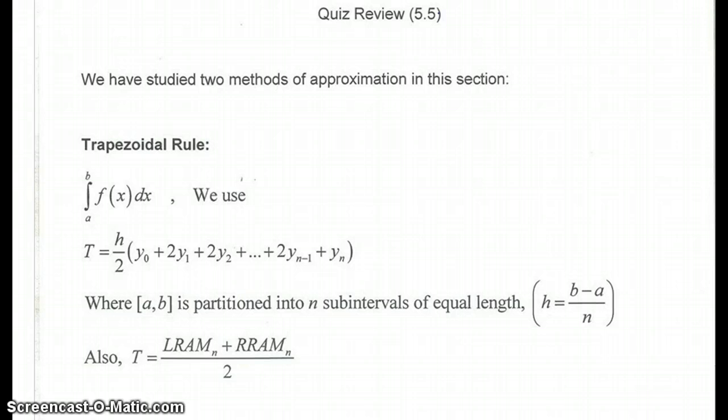Today we're going to talk about section 5.5 for our quiz review. For this review, we need to remember we have two ways to approximate integrals, or to find an approximate area under a given function if we're just given data points. The first rule is the trapezoidal rule, and as you're reminded right here, this is our formula.